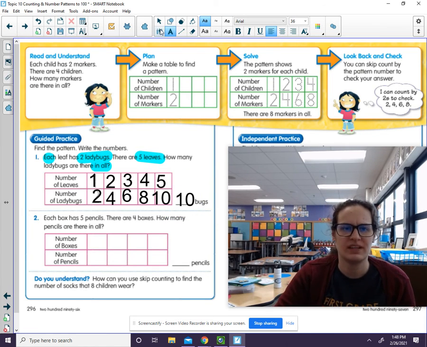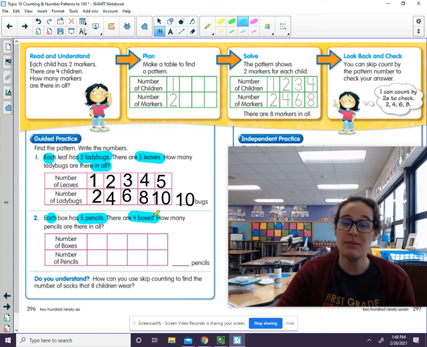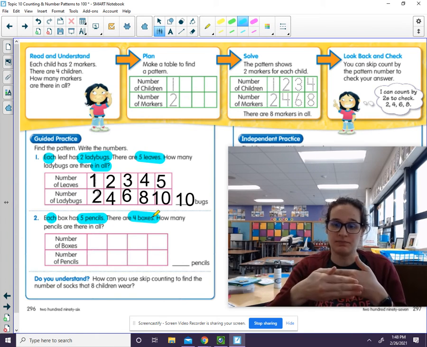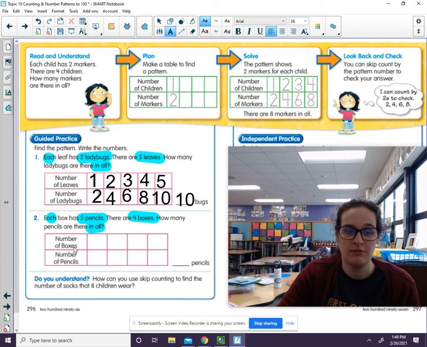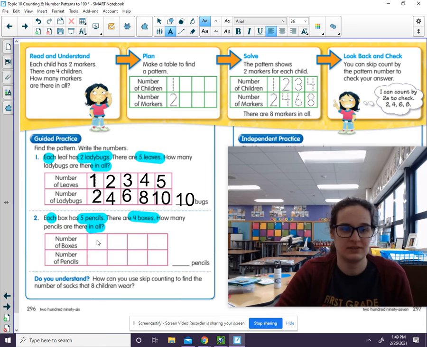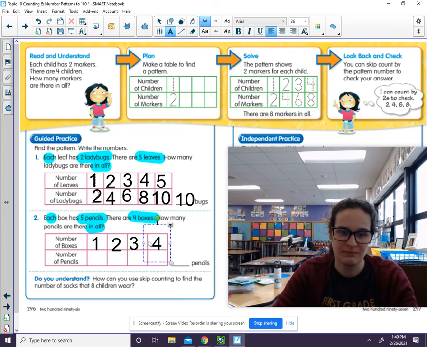Let's try this one. It says each box has 5 pencils. Keep in mind, it says each. There are 4 boxes. So that means that in each box, there are 5 pencils. How many pencils are there in all? Well, again, we can use a table like this to find the pattern. Let's first fill in number of boxes. Well, how many boxes were there? 4 boxes. 1, 2, 3, 4.